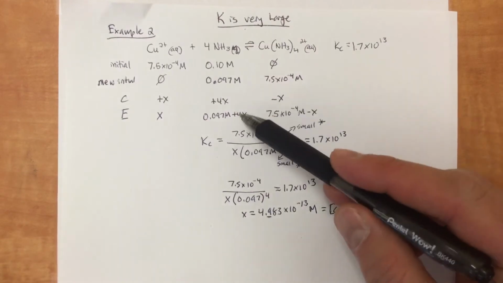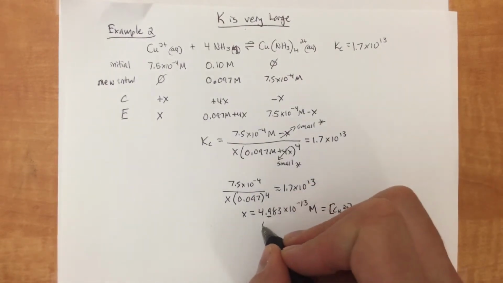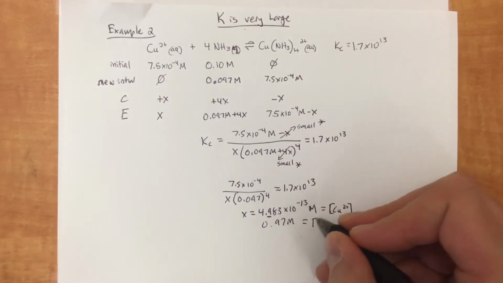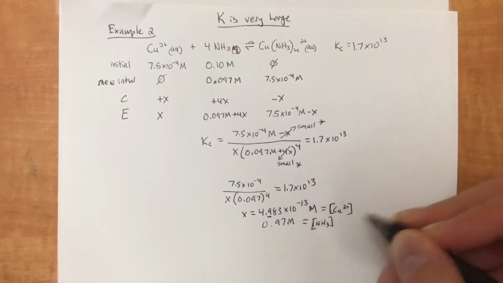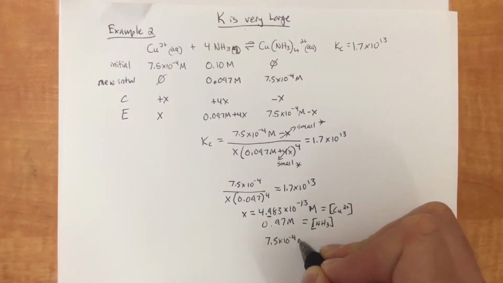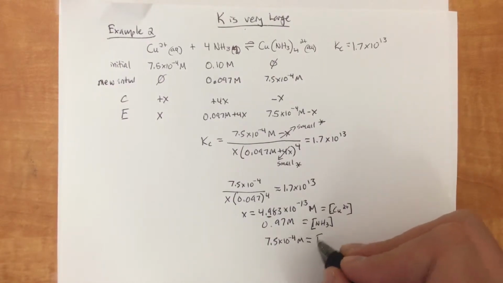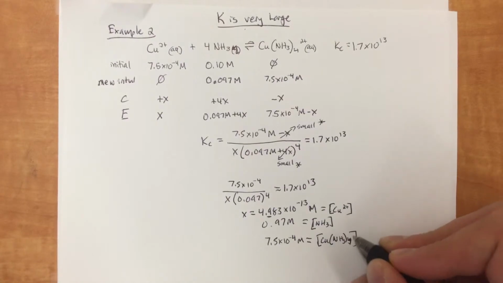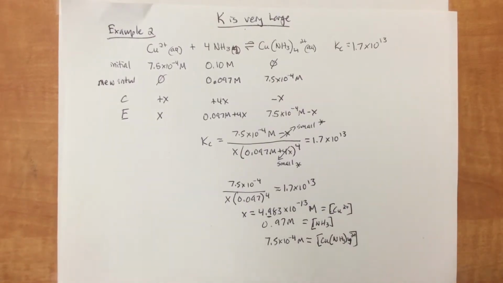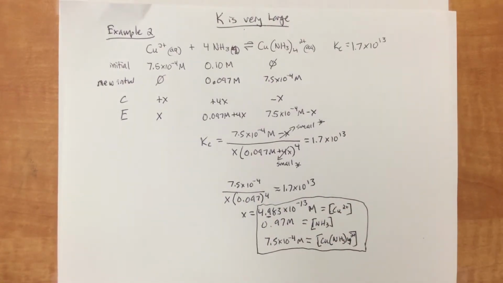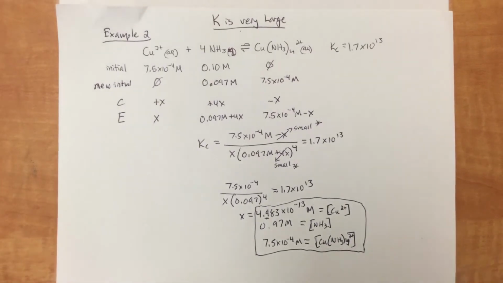And we can go back and calculate our ammonia concentrations, which are still 0.097 molar, and 7.5 times 10 to the minus 4 molar equals a concentration of copper ammonium complex. Oops, that's a 3, that's a 4. And there are our answers. All right. That is an example where K is very large.